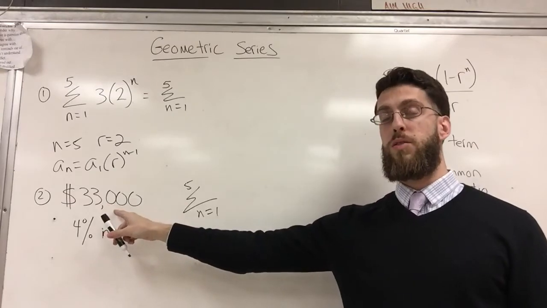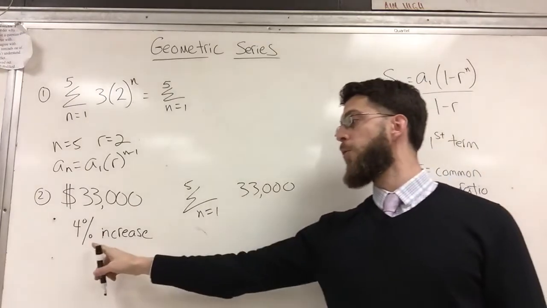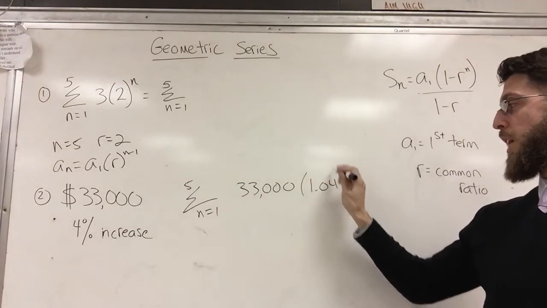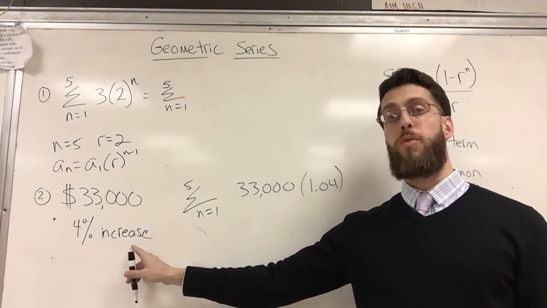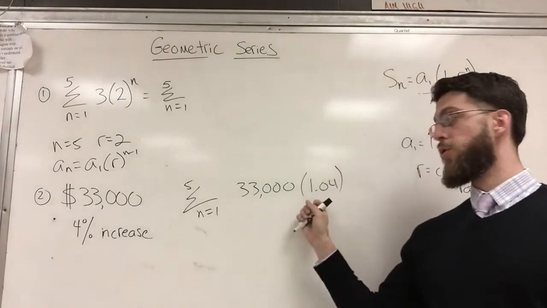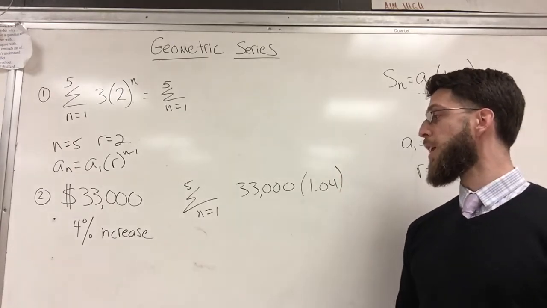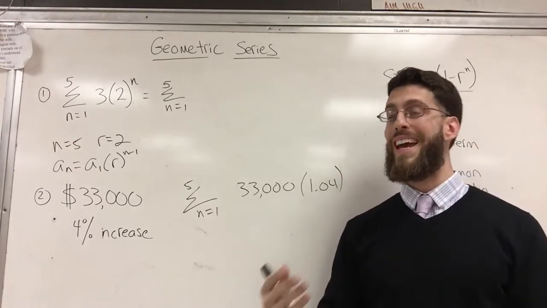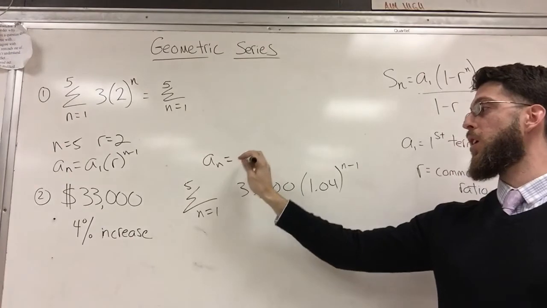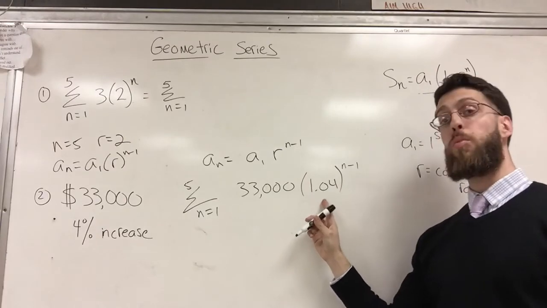So I know my A1, it's usually the given, is $33,000. And I know my rate is going to be 1.04. Now, do you know how I got that? Because if I'm getting an increase of 4%, that means I get 100% of what I already had plus another 4%. And 100% plus 4% is 104%. Now I got to figure out what exponent is going to go here. And that exponent will be what I said earlier, n minus 1. So this is in the form of a sub n equals a sub 1 times r to the n minus 1, where my ratio r is 1.04.